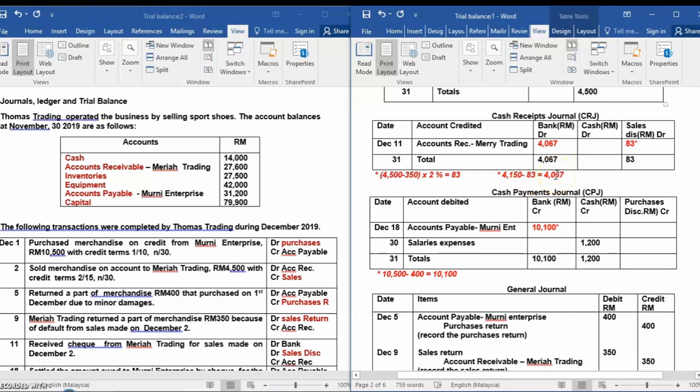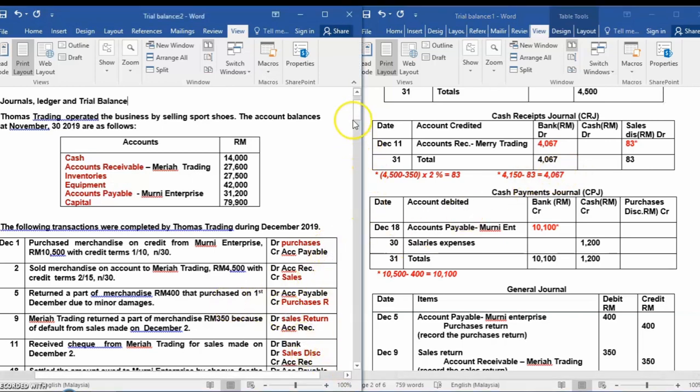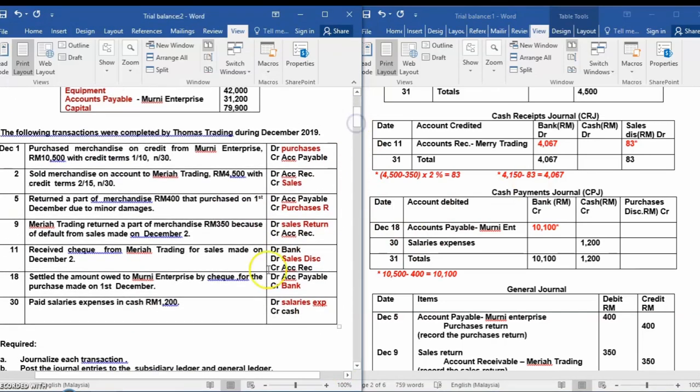The next transaction, 18th of December, settle the amount owed to Murni Enterprise by check for the purchase made on 1st December. So we look at 1st December, 10,500. So this amount we have to record in the cash payment journal. So this is the amount you got. Debit account payable, credit bank.